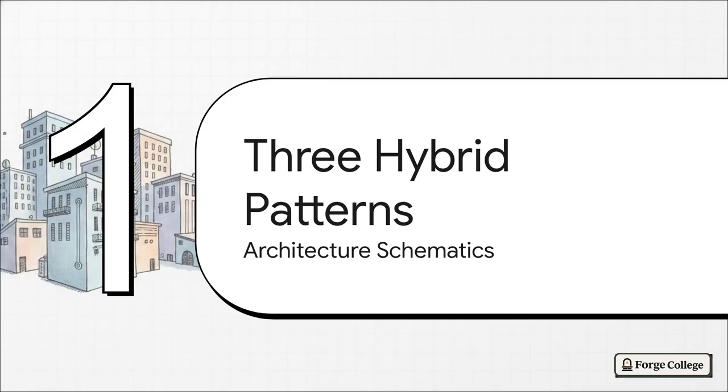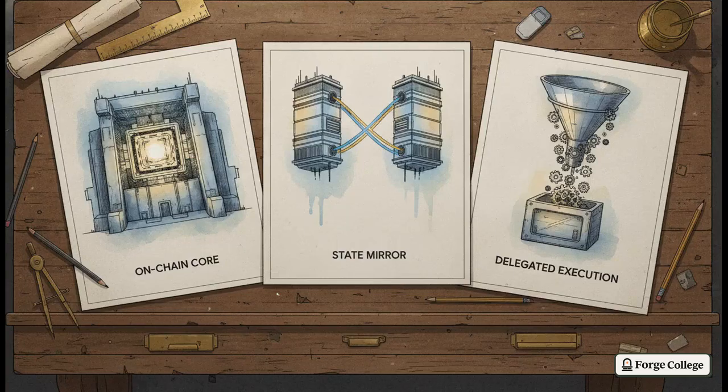Okay, Section 4. 3 hybrid app patterns, the architectural schematics. Let's look at 3 specific, repeatable, patent-style blueprints that you can start using right away. Here are our 3 contenders. 1, on-chain core. 2, state mirror. And 3, delegated execution. Each one of these patterns handles that balance of latency, network cost, and absolute trust in entirely different ways. Let's break them down one by one, starting with the on-chain core.